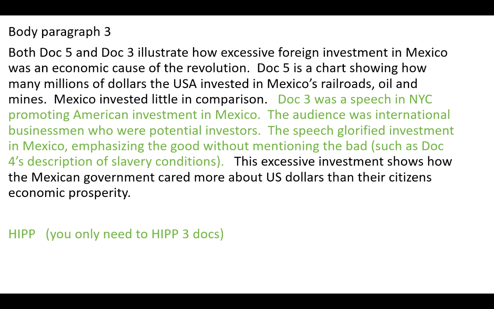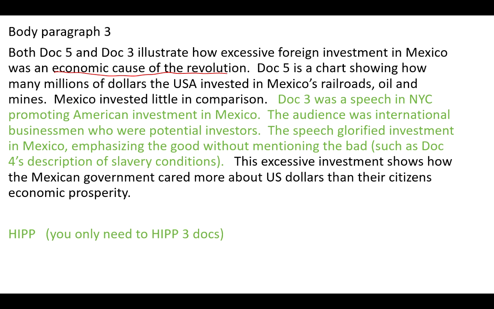Both document 5 and 3 illustrate how excessive foreign investment in Mexico was an economic cause of the revolution. Document 5 is a chart showing how many millions of dollars the USA invested in Mexico's railroads, oil, and mines. Mexico invested little in comparison. Okay, so I described it. I didn't hip it, but I described it.